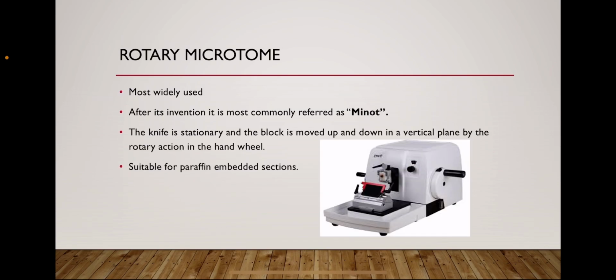First one is rotary microtome. It is the most widely used microtome, and after its inventor, it is most commonly referred to as Minot. The knife is stationary and the block is moved up and down in a vertical plane by the rotary action of the hand wheel, which is suitable for paraffin embedded sections.